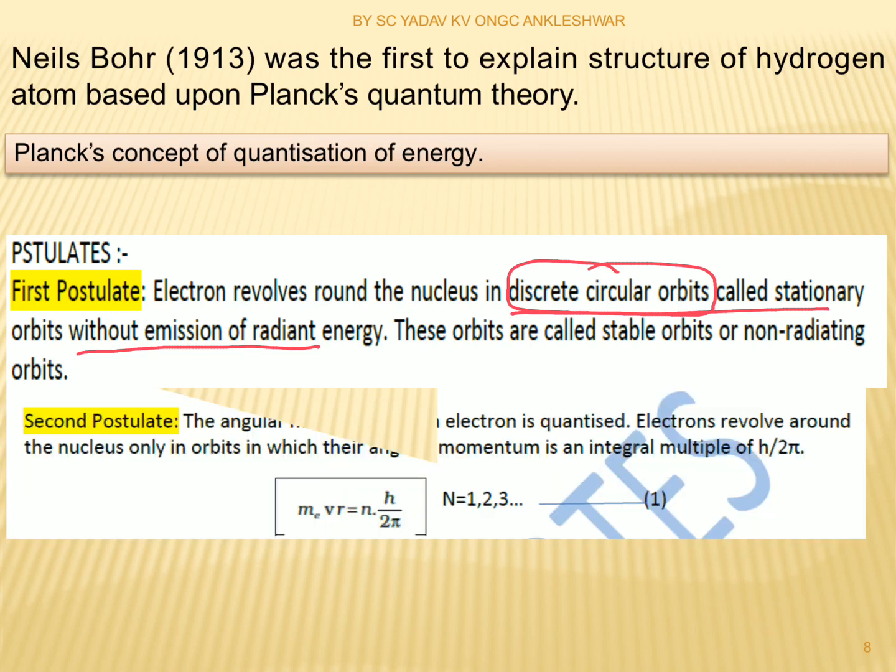Now the second postulate: the angular momentum of an electron is quantized. Now the most important thing here is to understand the concept of angular momentum. When a microscopic particle like an electron is revolving in circular orbits, it has momentum, and you know that for an object moving in circular path, its velocity is changing at each and every point.